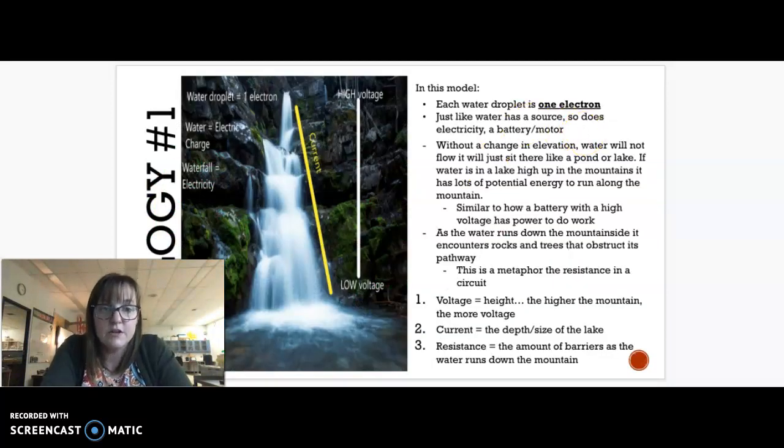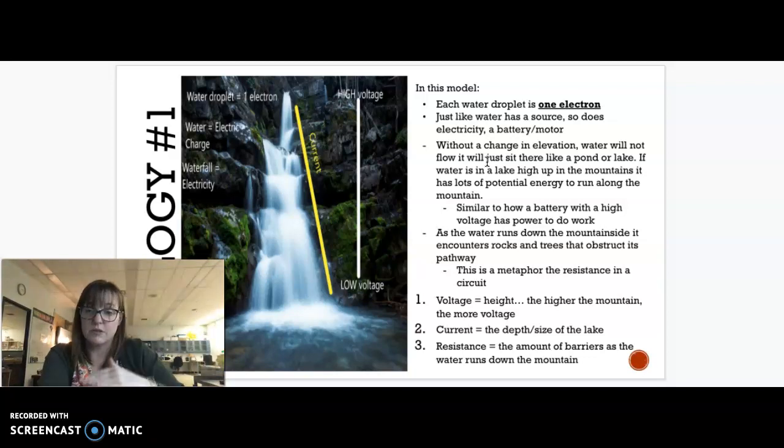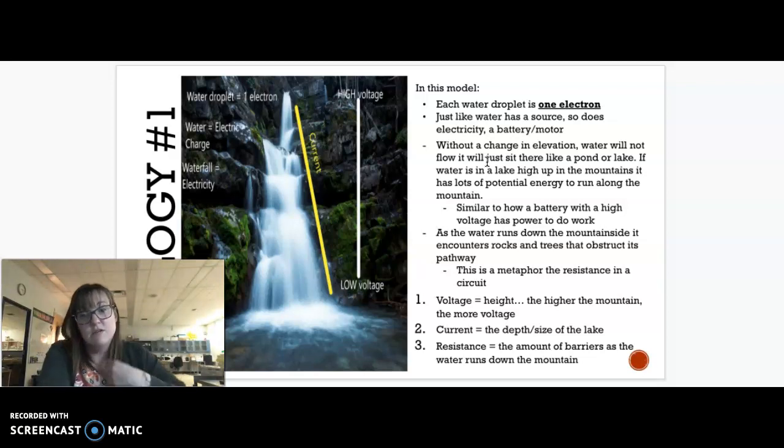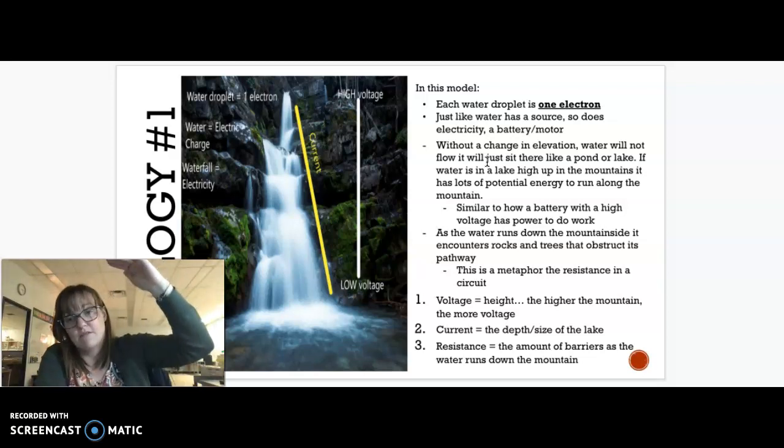Here, each water droplet is like one electron. Just like the water source, you have a source like the electricity. Without a change in elevation, the water will not flow. It'll just sit there in a lake. If you didn't have it coming from a high point to a low point, there'd be no reason for it to move and you would have no flow. It would be called a lake. So you're going to think of this kind of as a waterfall. As the electrons or water droplets come down, that's happening because you have a height, a potential for it to fall.